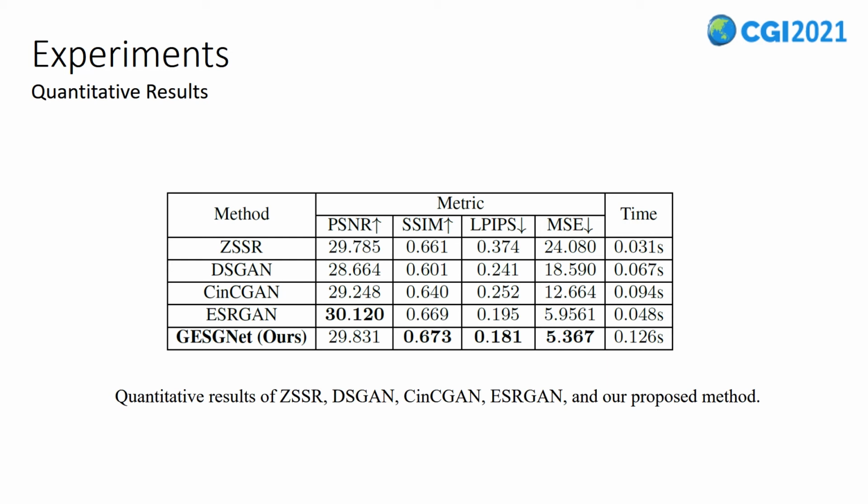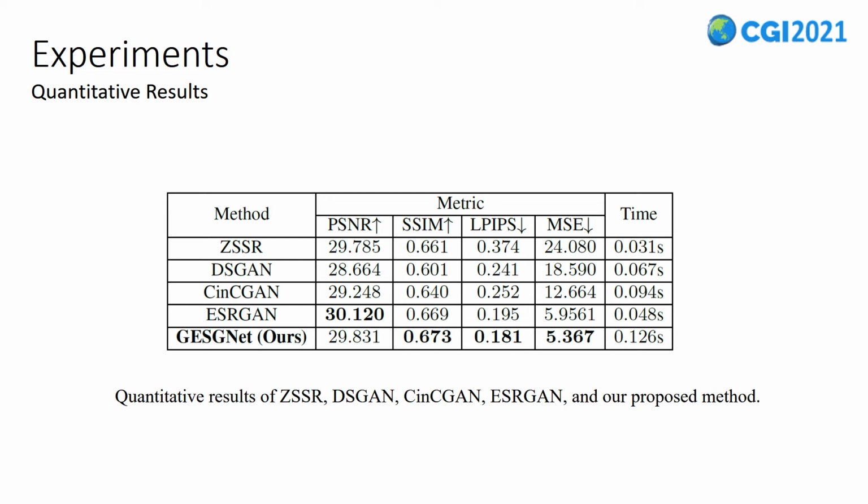As shown in this table, our proposed method is superior to zero-shot super-resolution, DS-GAN, and cycle-in-cycle GAN in all metrics, indicating that our proposed method can reconstruct high-quality images with not only pixel-wise accuracy but also geometric structure preservation.